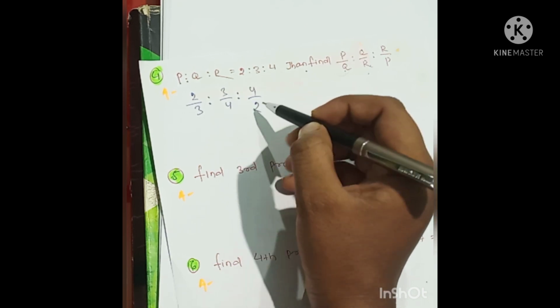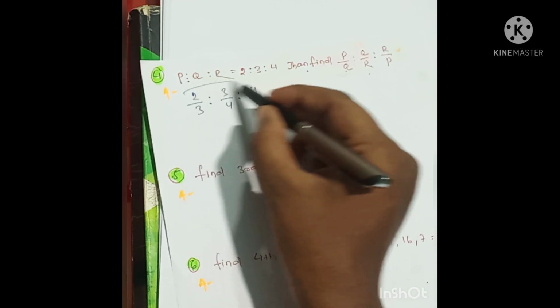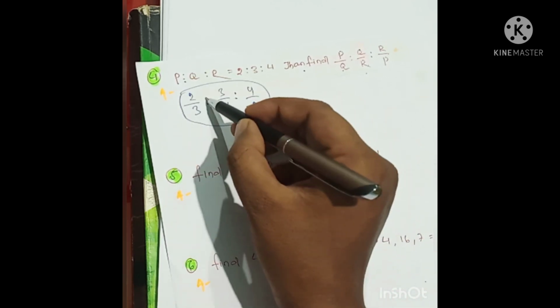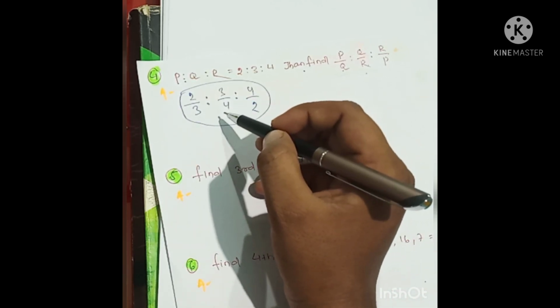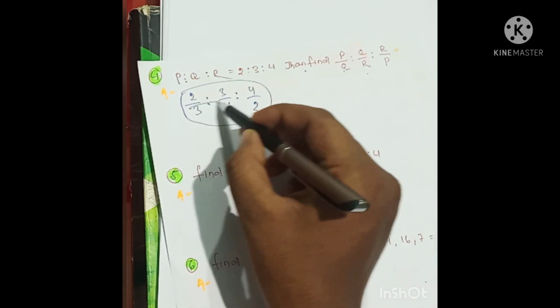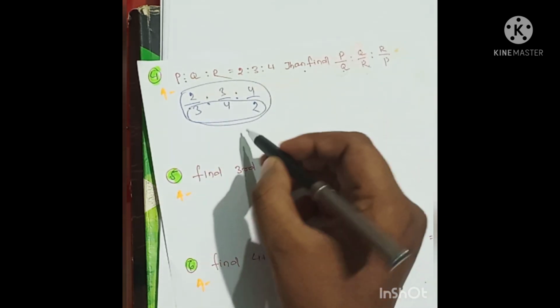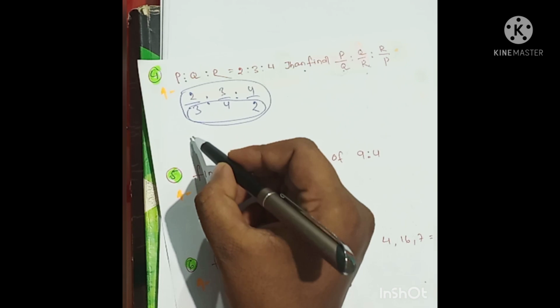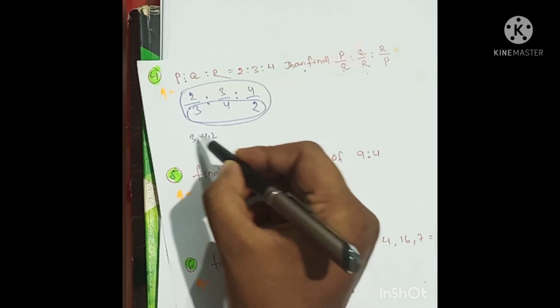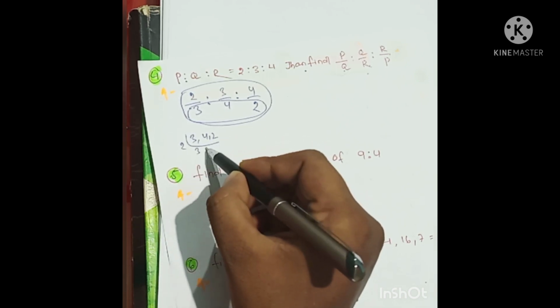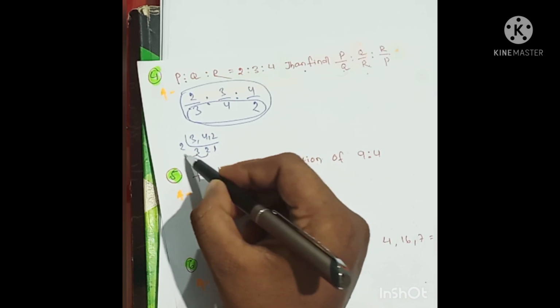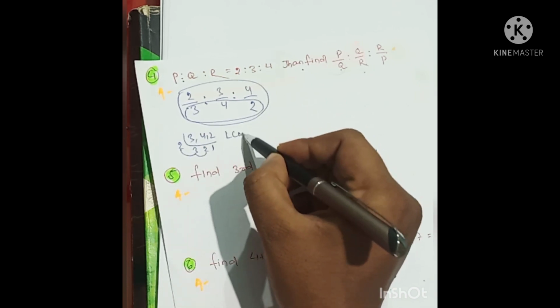Okay, so now what will you do if there is a fraction? If in a ratio there is a fraction, what will you do? Mind it, first you have to take the LCM of their denominators. So what is that LCM? 3, 4, 2. Simply 2, 3, 2, 1, 3 into 2 is 6, into 2 is 12. So their LCM is 12.